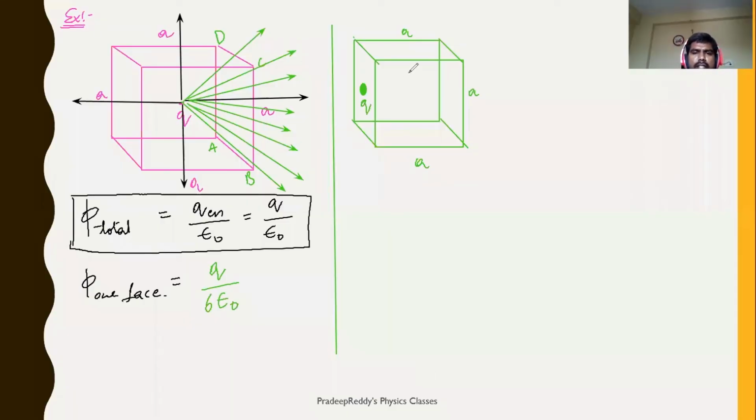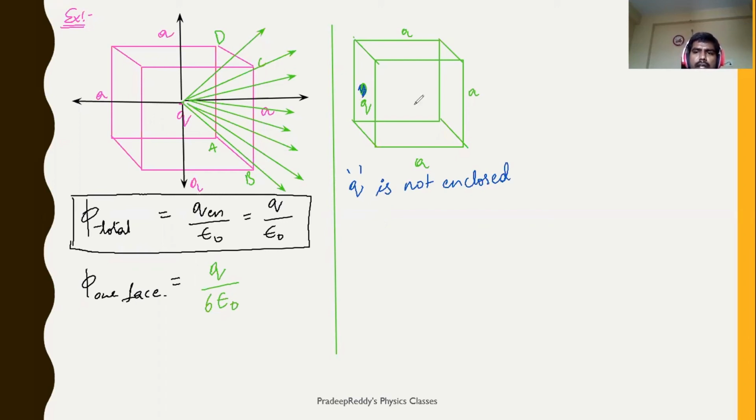Now let us take one more example. Students, let me take one more example. We have a cube. Previously in the first example, I took charge Q inside the total cube. But now I am placing that charge on one of the faces, right? Now here, as clearly you can see in the figure, Q is not enclosed. This charge Q is not enclosed in this cube, right? It is just on the face.